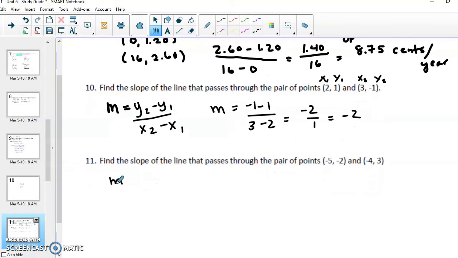Number 11, we can just use the formula up above. 3 minus negative 2 over negative 4 minus negative 5. Again, just be careful with your signs. Slope is 5 over 1.